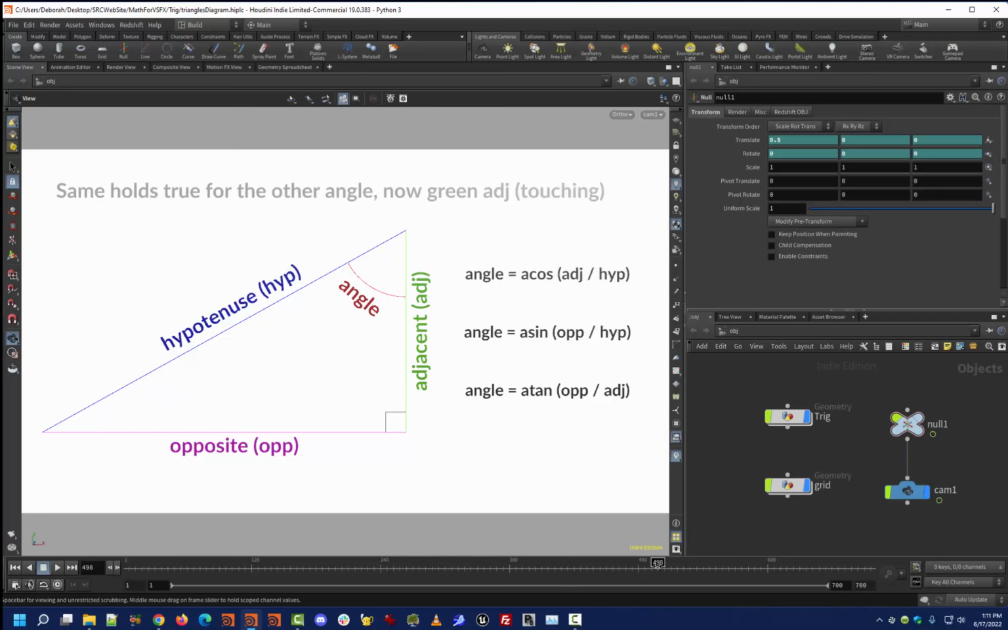It also works with the other angle, except now the roles are reversed, in that the adjacent is the green segment and the opposite from this angle is the purple segment. So how does this help us in animation? Well, let's take a look in Houdini.